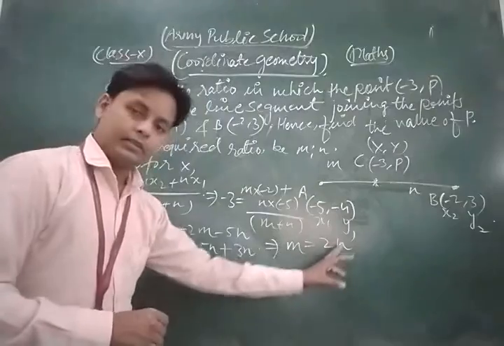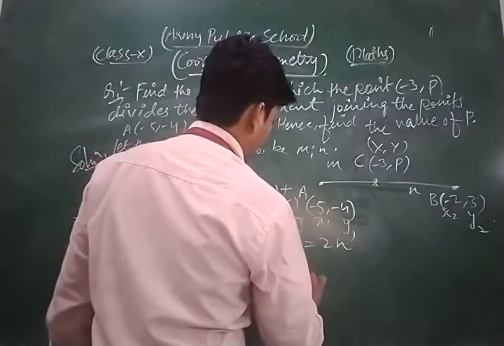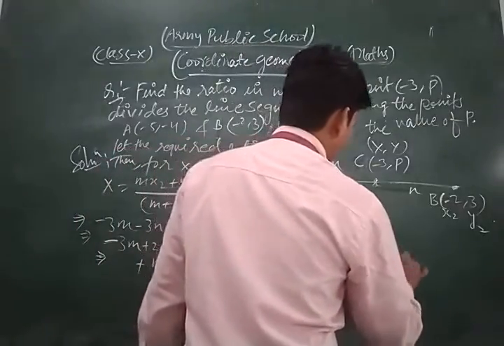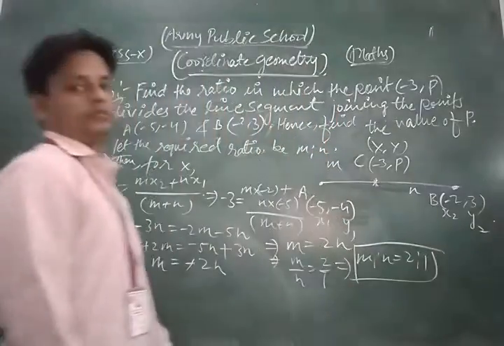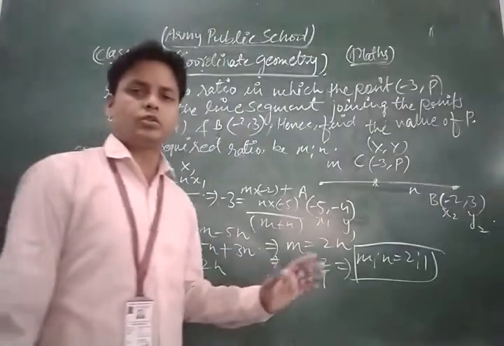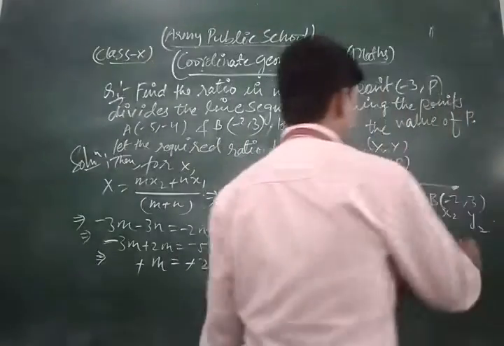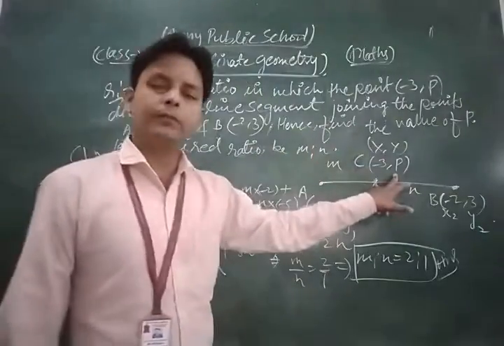So m is equal to 2n. So we transfer n that side. So we get m upon n is equal to 2 upon 1. Thus the required ratio is 2:1. This is the answer. Now, dear students, we also find the value of p.